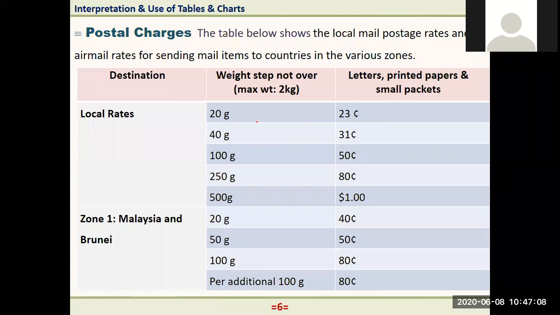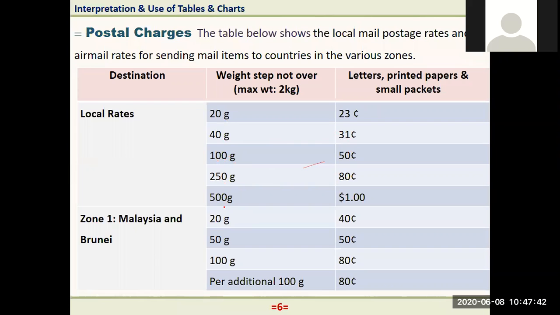Because less than 20, it is 23. Or in a different way, we can calculate less than or equal to 40. What does 40 grams mean? Your weight is greater than 20 and less than 40, so you have to pay 31 cents. And it is 100 grams, 50 cents. That means it is greater than 40 and less than 100, right? This is how we should understand. It is 50 cents. And between 100 and 250, you need to pay 80 cents.